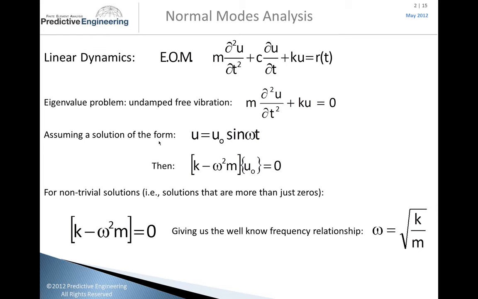That's where you get your stiffness minus your frequency squared times mass, and then you have your U naught equals zero. And then to not have what they would call a trivial solution, because if you remove the U naught, how do you get more than just zeros? You have to say that your stiffness minus w squared M is equal to zero. Giving us the well-known frequency relationship, w equals square root of K over M. And this is normal modes analysis.